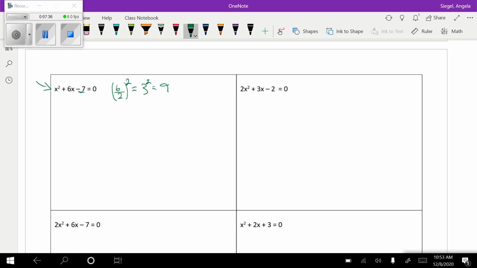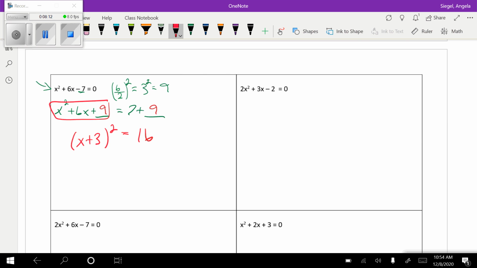So what I'm going to do is move this 7 over. I'm just going to add 7 to both sides. Then I'm going to put in the number that I want. Remember that number was 9, so I'm going to put a 9 in both places. Once I have that, I can factor it into that perfect square trinomial. So it's going to be x plus 3 squared equals 16.